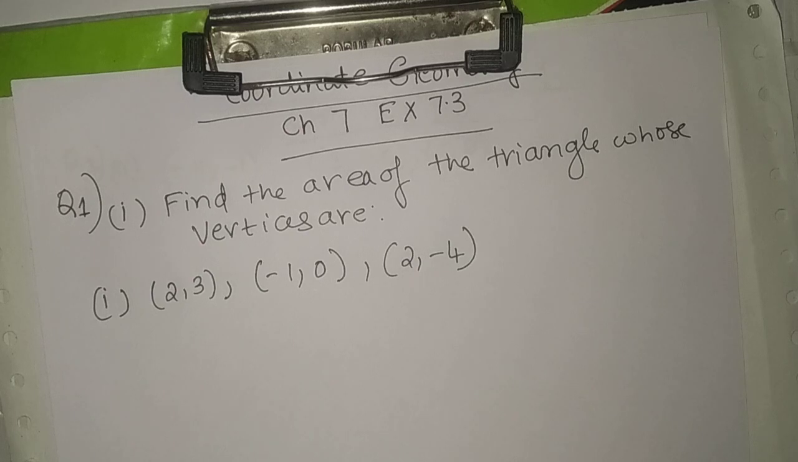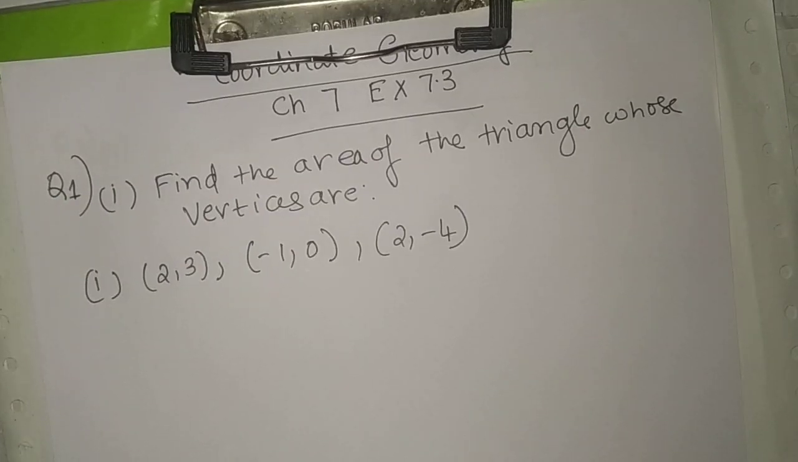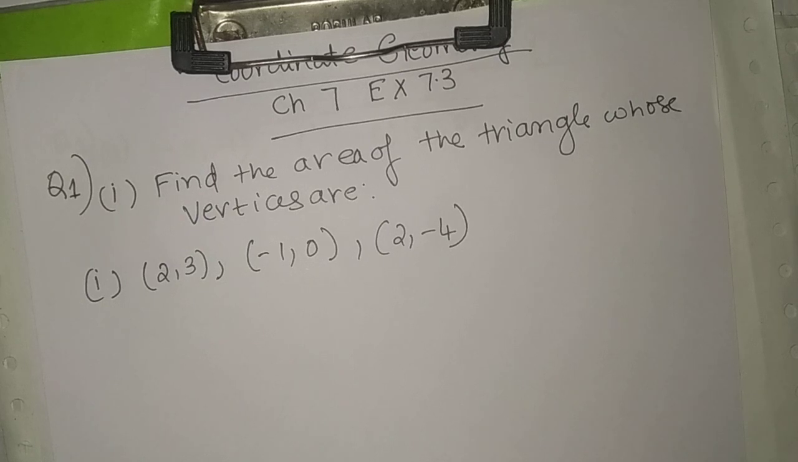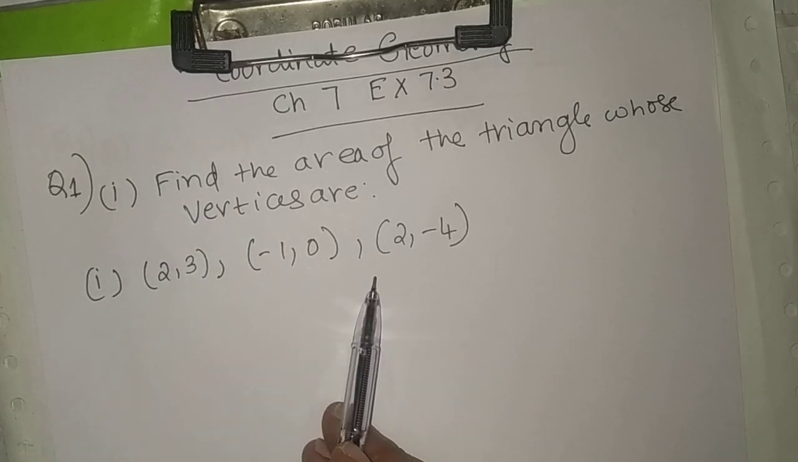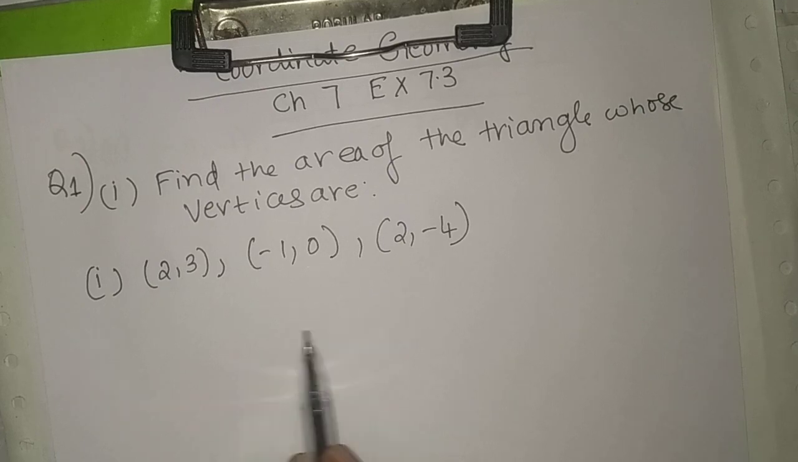Welcome back, students. In this class we continue coordinate geometry, chapter 7, exercise 7.3. Here the first question is: find the area of the triangle whose vertices are given. So the vertices are given, and we have to find the area of the triangle.